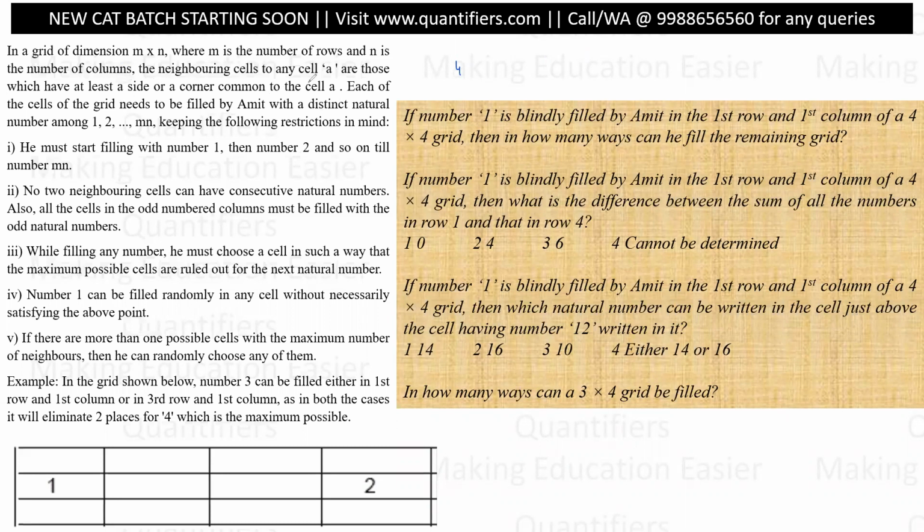The neighboring cells to any cell A are those which have at least a side or a corner common to the cell. So this is where they are defining what is a neighboring cell. Let us say I am filling A over here. Now for this cell A, what are the neighboring cells? All the cells which share a corner or a boundary.